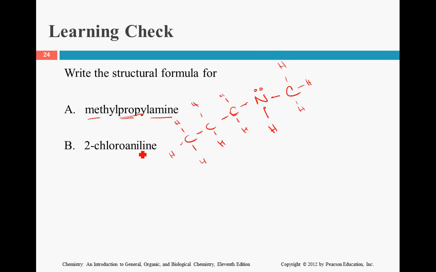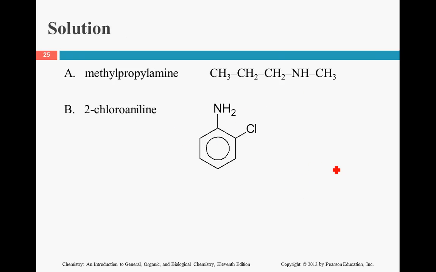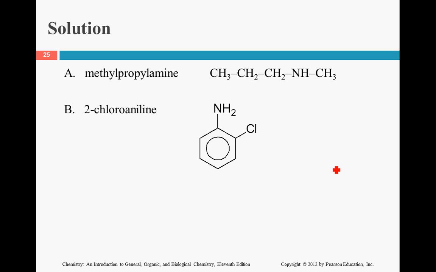Then we have 2-chloroaniline. Aniline is the benzene ring with a nitrogen attached to it. Because it's a 2 and not an N, that means that these other ones are hydrogens up here. And 2-chloro means 1, 2 is a chlorine. And there you go. That's the end of the amines.